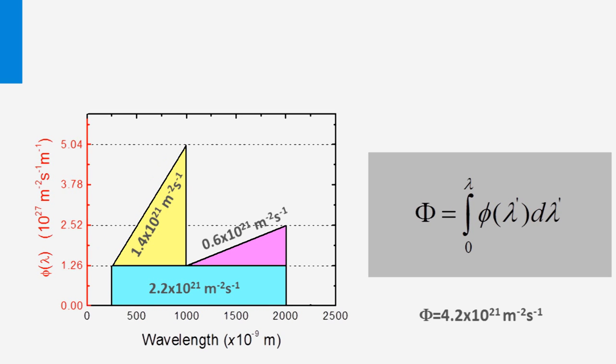Again, the photon flux is the integration over the spectral photon flux, or in other words, the area under the graphs. The area under the spectral power density can be divided into one rectangle and two triangles. It is a relatively easy job to calculate the area. The total area here is equal to the photon flux of 4.2 to 4.3 times 10 to the power 21 photons per square meter per second.